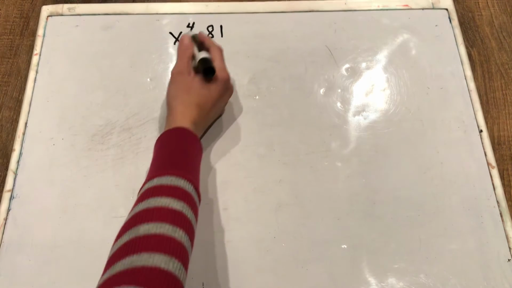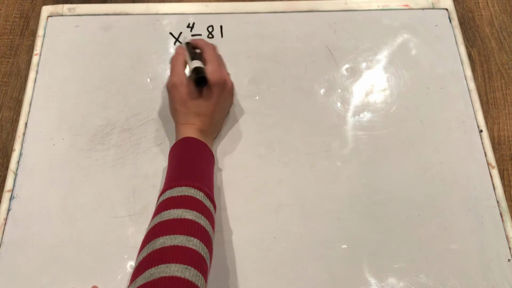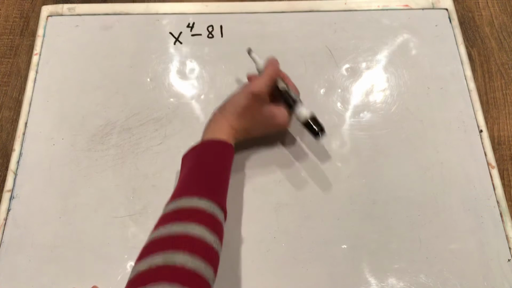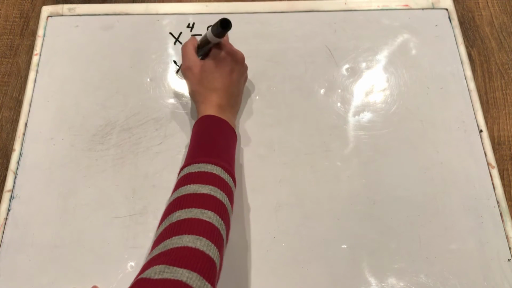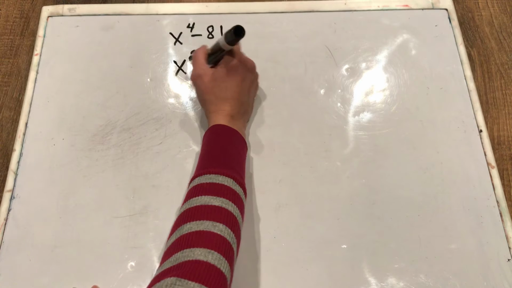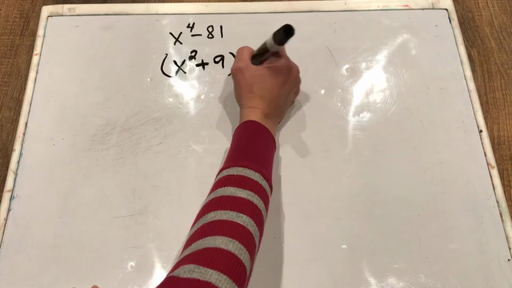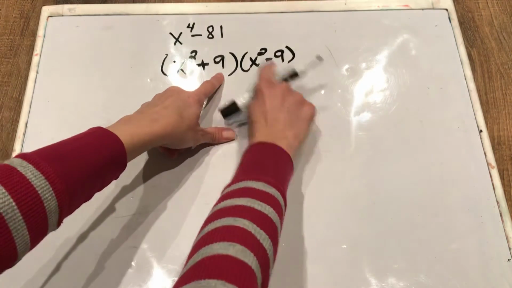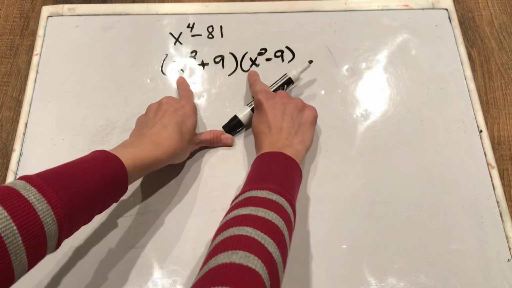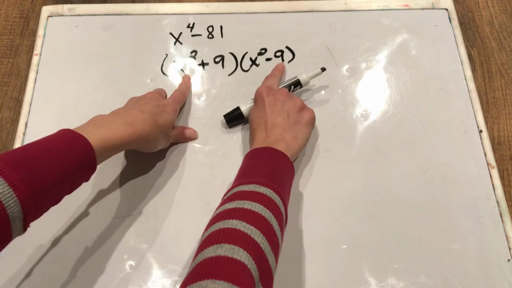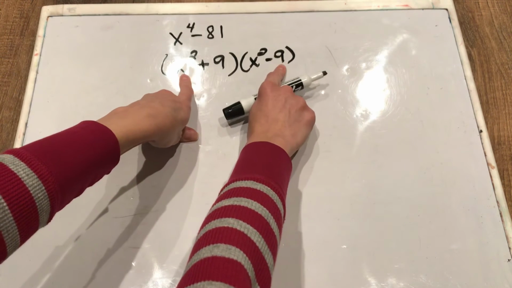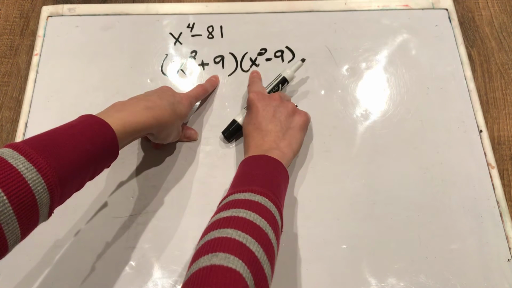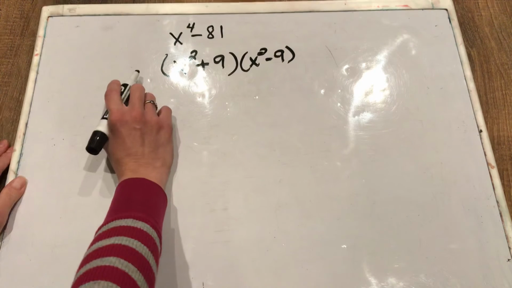So when we want to factor x to the 4th minus 81 completely, I see a perfect square and a perfect square, and the difference between them. So I'm going to do x squared, that square root, and I'll do a plus 9 and an x squared minus 9. This multiplies together to be negative 81. This multiplies together to be the x to the 4th. And the outside and the inside will be a negative 9x squared, positive 9x squared, and those will add up to be 0. But this right here is not factored completely.